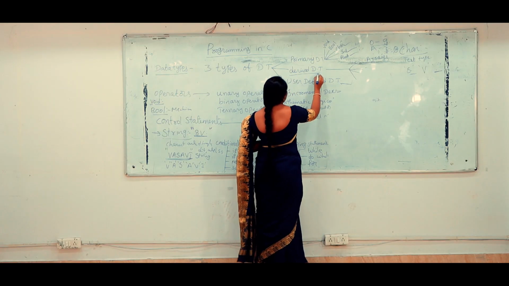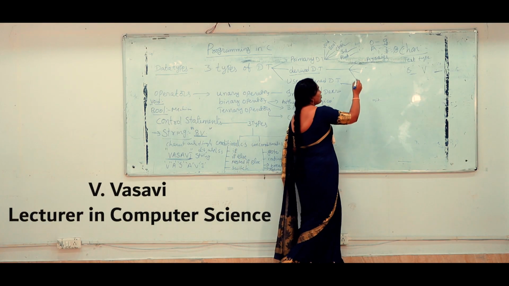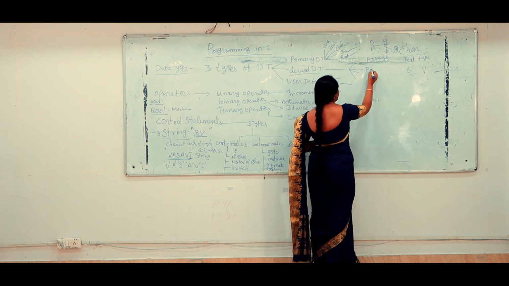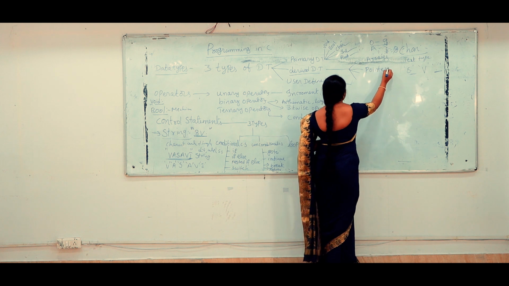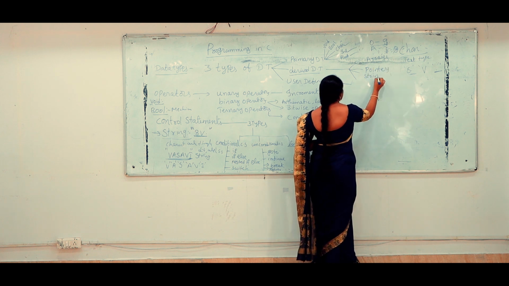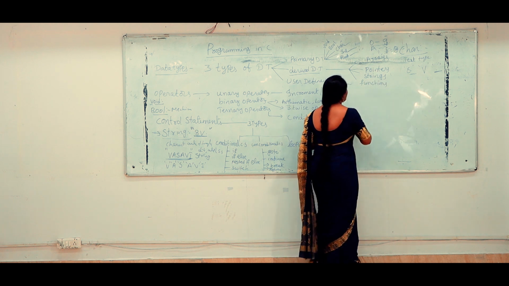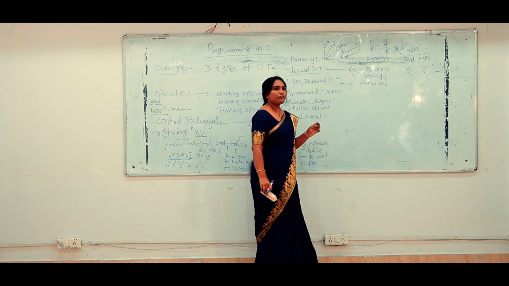Derived data types. What are the different derived data types there? Arrays, pointers, strings, and then functions. Arrays, pointers, strings, and functions.